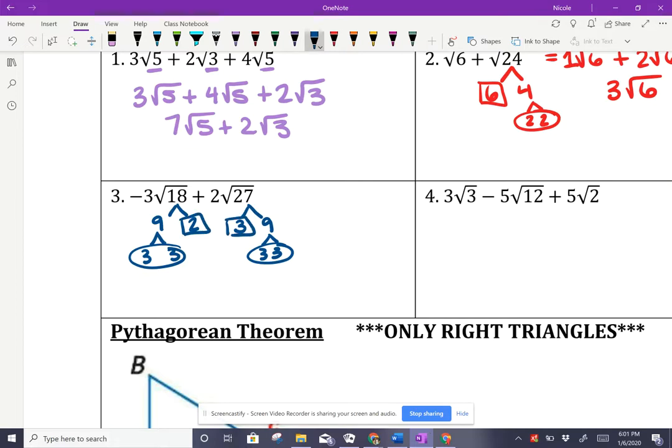So when you take a number outside and there's already a number outside, you multiply them together. That's negative 3 times 3 square root of 2 plus 3 times 2 square root of 3. Negative 3 times positive 3 is negative 9 square root of 2. 3 times 2 is 6, 6 square root of 3. Now, these do not have the same number under the radical sign. That means I cannot add or subtract them. I'm going to stop there.